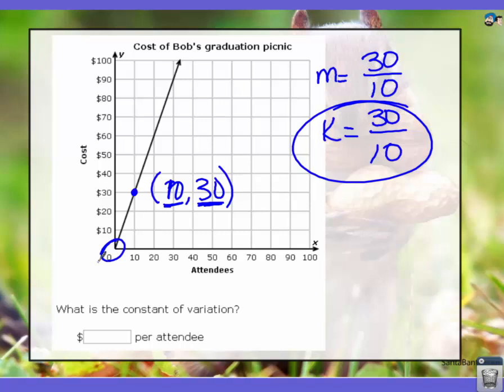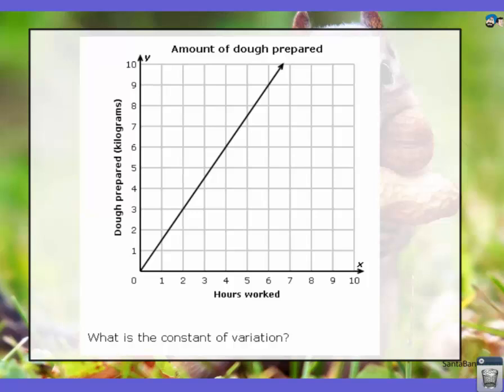Okay, so now if I were to simplify this, I would find our constant of variation. So k, when I simplify that down, 30 divided by 10 is 3 over 1. So what is our cost per attendee? $3 per attendee.